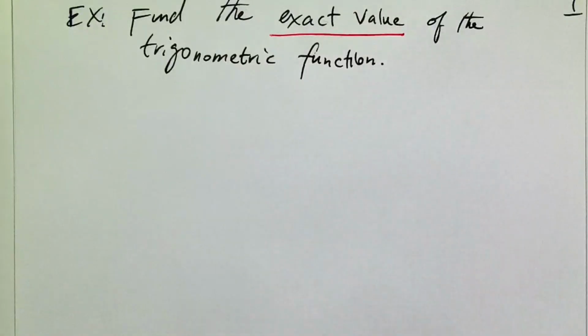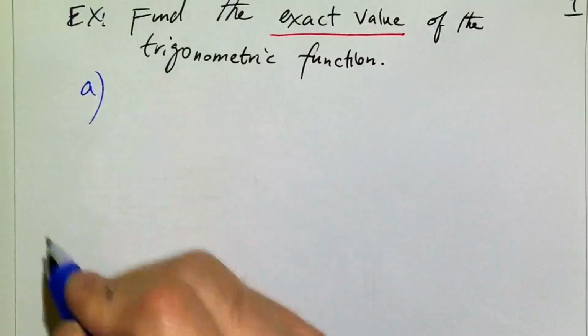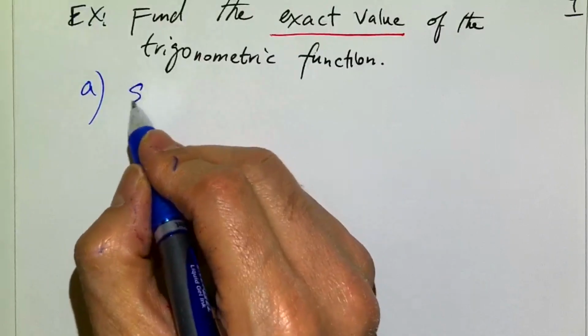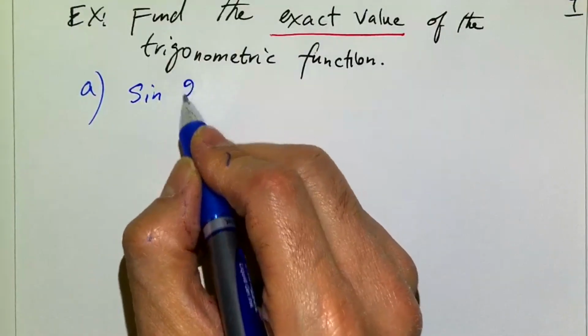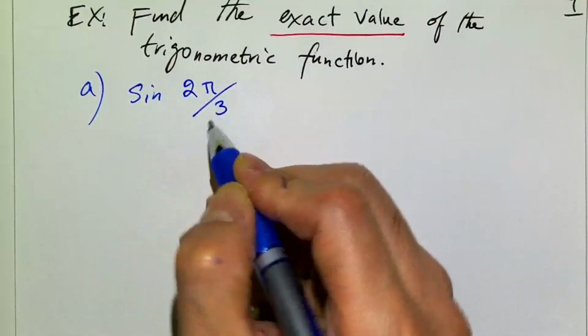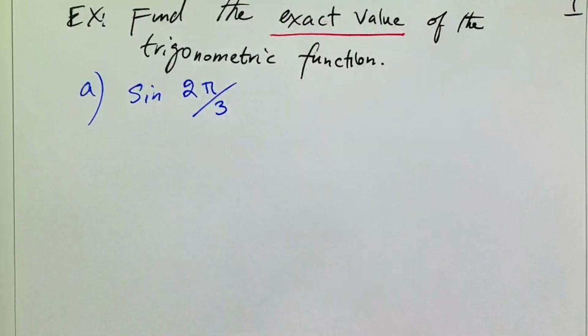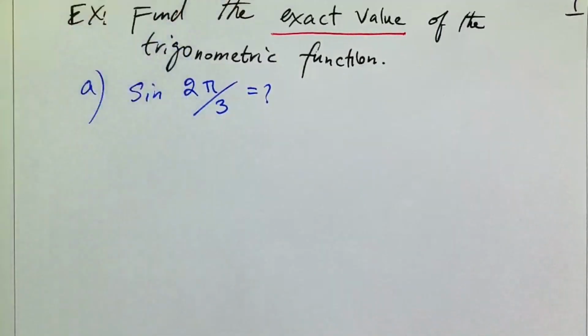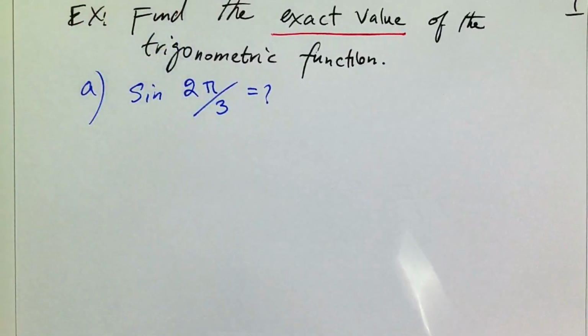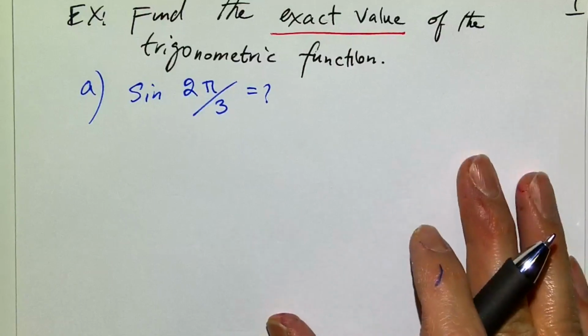Okay, and we have several parts. So part A, we want to calculate the exact value of sine of 2 pi over 3. Okay, so that's what we want to calculate. Please pause the video and answer this on your own. You know plenty by now to answer this. So I'm assuming you've done that, and now you're back.